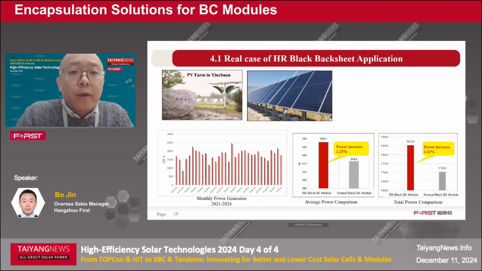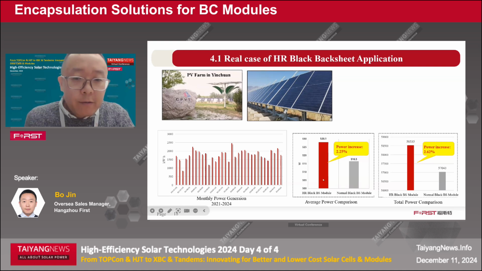So here we have some real cases of the application of HR black backsheet in China. We compare the modules using the high reflective black backsheet and the normal black backsheet. We could see that the average power is 2.25% higher than the normal backsheet modules, and the total power is 2.62% higher than the normal backsheet modules.